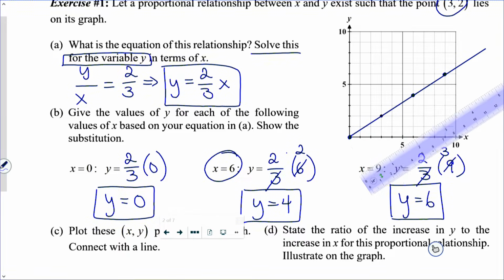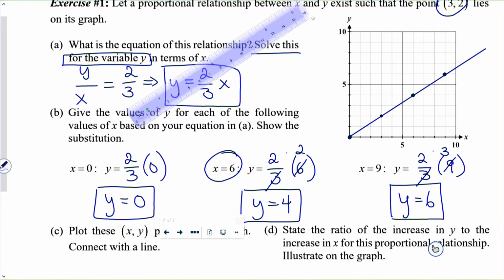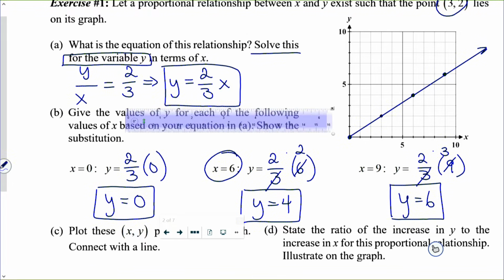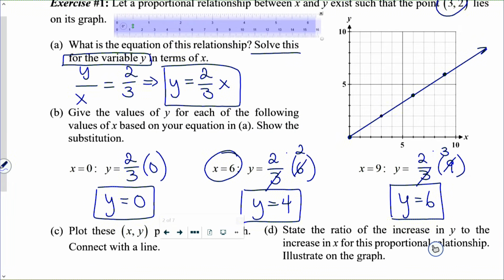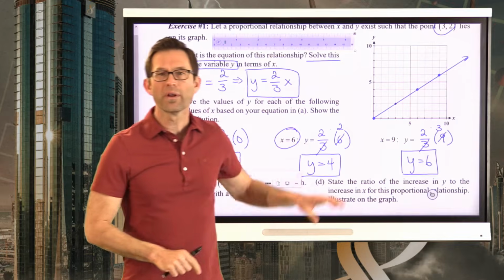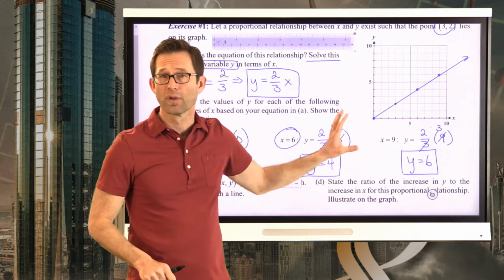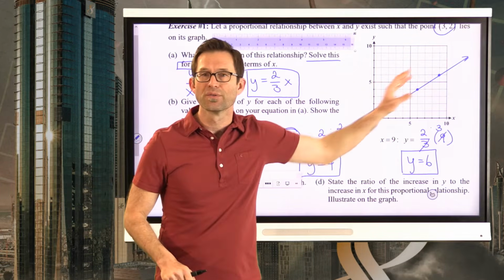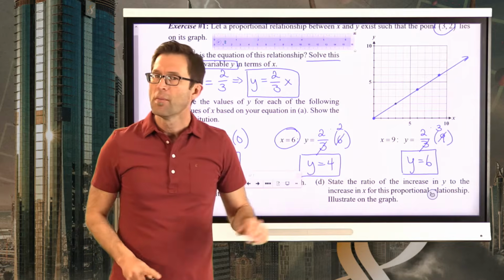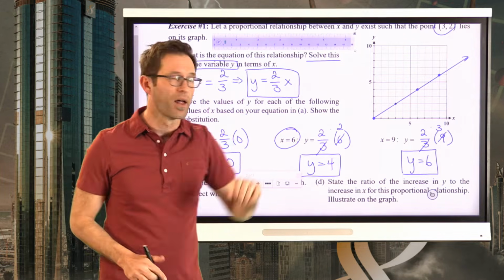Okay, let me get my ruler out of here. Maybe put a little arrow there. The line actually also extends in the other direction, but we're going to deal with negative numbers in a future lesson. So we're just sticking over here in what's known as the first quadrant for right now. But a nice straight line.